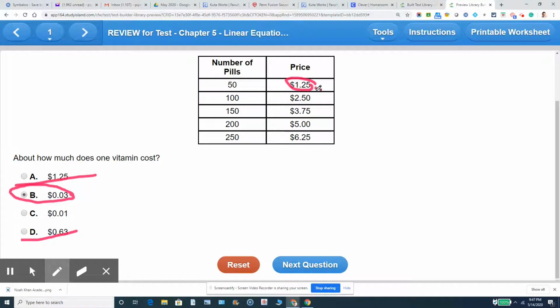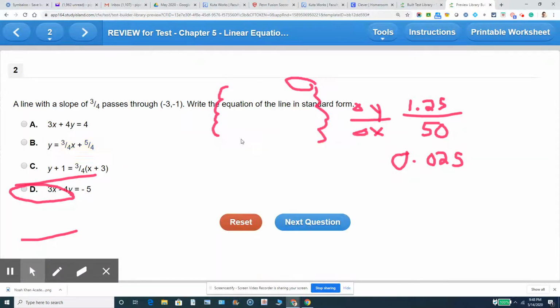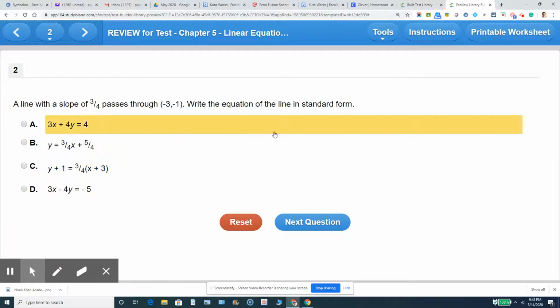But just to prove it to you, the change in y, how the y values are going up each time, is $1.25. The change in x, how the x values are going up every time, would be 50. So if you divide your change in y by your change in x, that will give you the price per pill, which would be 0.025. So they just rounded that up to be 0.03 or 3 cents. So you would select B for that one. Okay? Now the second one.